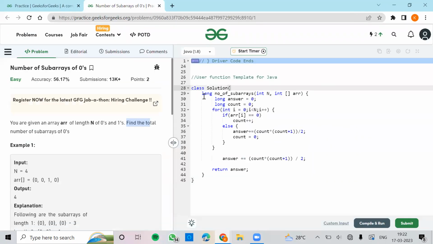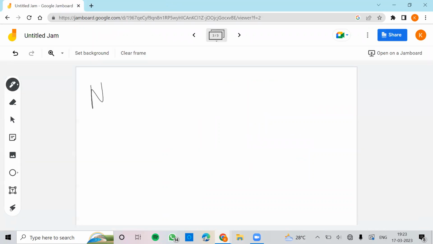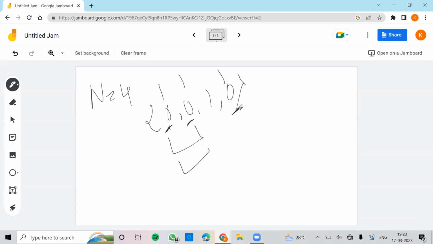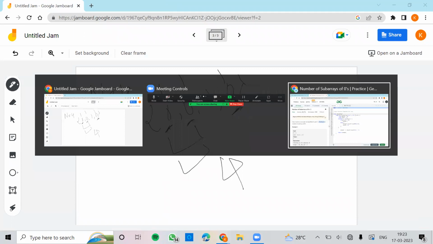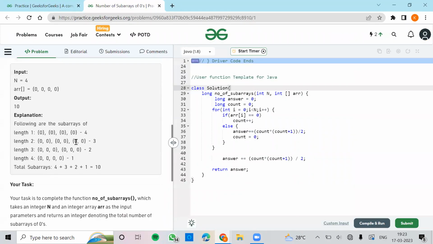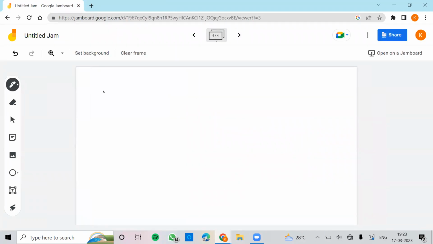So let us check the first test case, which is n equals 4 and the inputs are 0, 0, 1 and 0. If we see carefully, this is one of the subarrays, this is one of the subarrays, and this is one, and here we get another subarray. So the number of subarrays would be 1, 2, 3, and this one is 4. So we get an output of 4. I hope you understood.